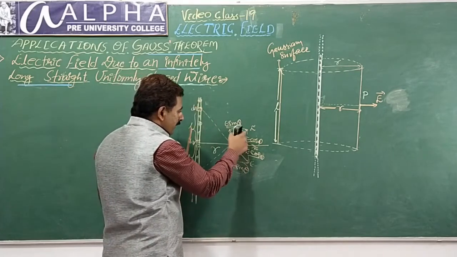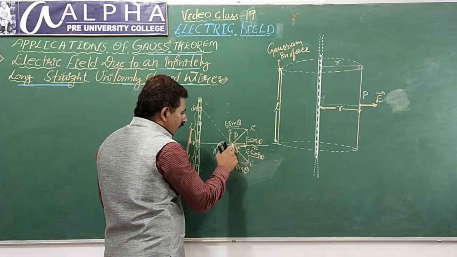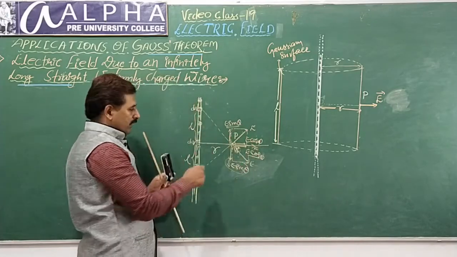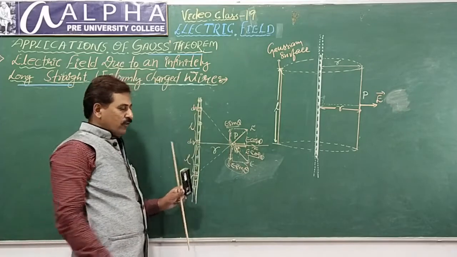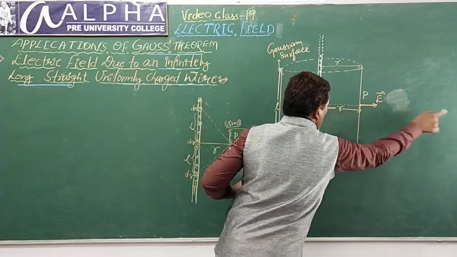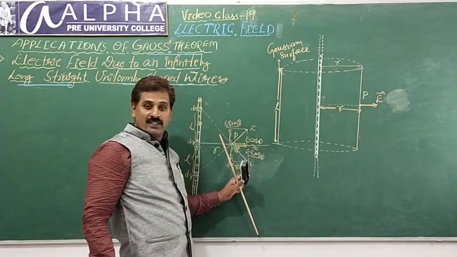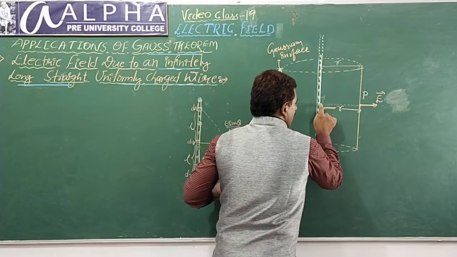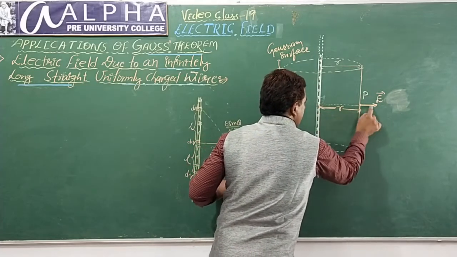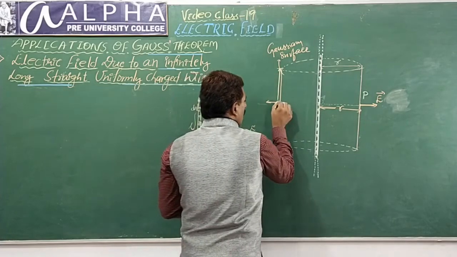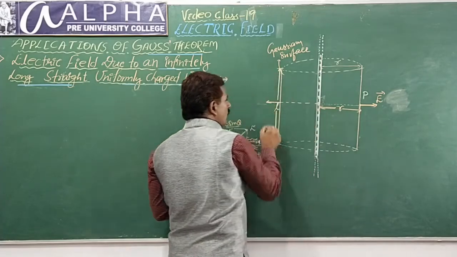And if you resolve them, you will get horizontal fields which add with E, whereas vertical components cancel each other. Therefore, unit positive charge tends to move along the radially outward direction. Which direction? Radially outward direction. That's why field is along the perpendicular to the conductor. Here also it is along the perpendicular, normal, radially outward direction.